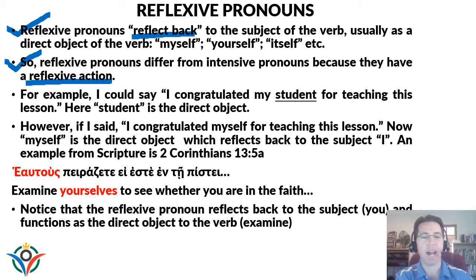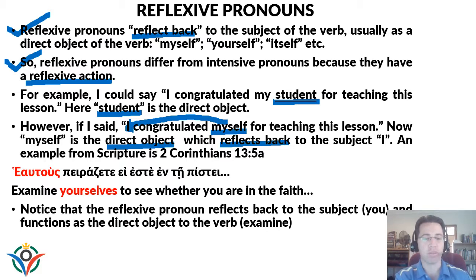I could say, I congratulated my student for teaching this lesson. And in this scenario, student would be the direct object in the sentence. However, if I said, I congratulated myself for teaching this lesson, now myself is a direct object which reflects back to the subject. All right, so myself would reflect back to the subject, which is I.